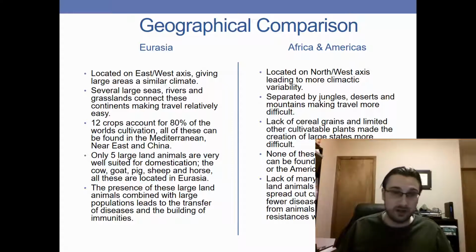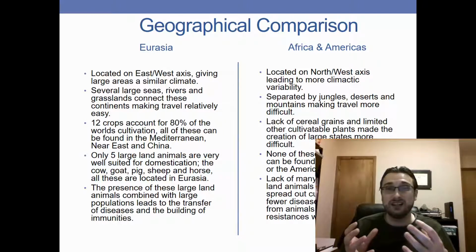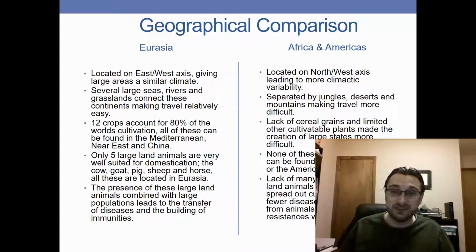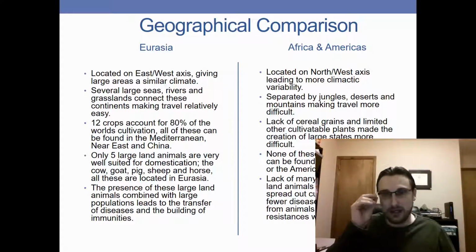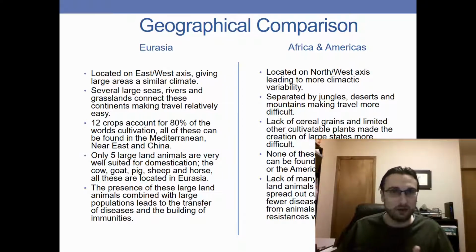You see in the description here, 12 crops account for about 80% of the modern world's cultivation, and all of these can be found in the Mediterranean, the Near East, or China, places which had pretty much the largest population centers in the ancient world. Within the Americas, there was really a lack of cereal grains, which limited other cultivatable plants and made the creation of these large states more difficult. There certainly were maize, potatoes, and corn, which were used very effectively throughout both North and South America to support large populations. It's just that there were not as many of them.